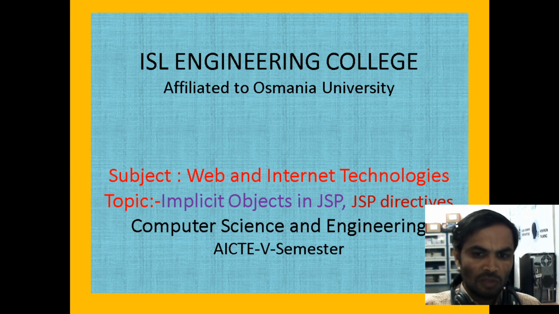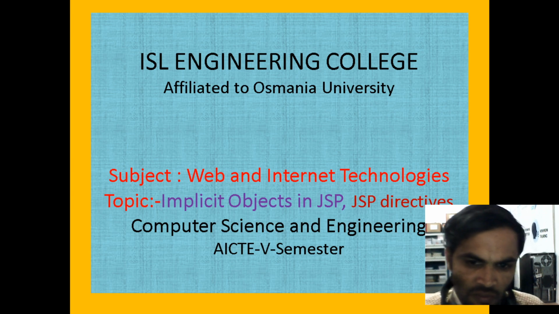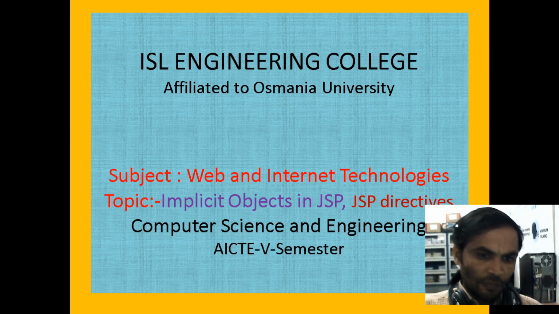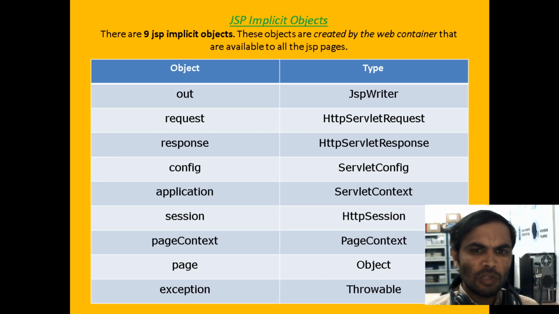They can ask this as a 2 marks question in the university theory exam, or if you are attending a viva or internship, what are the implicit objects available under the server or web container. These implicit objects we are not creating. Internally the web container itself creates them. Actually, there are nine implicit objects. These 9 objects are created by the web container itself, and they are available under the JSP pages.